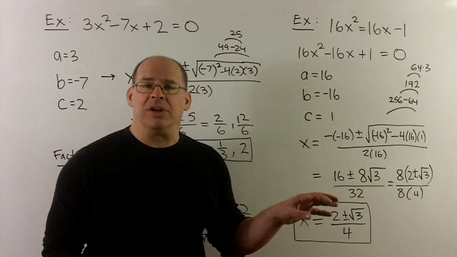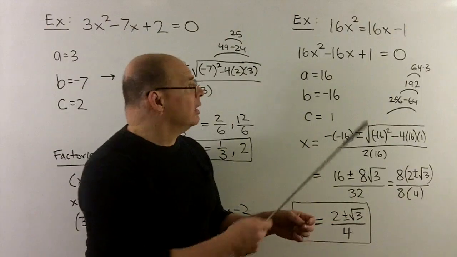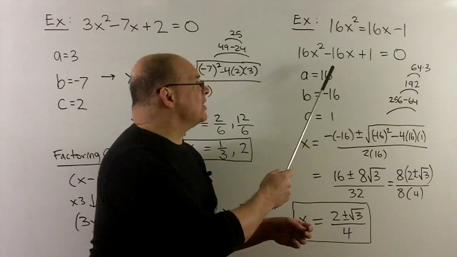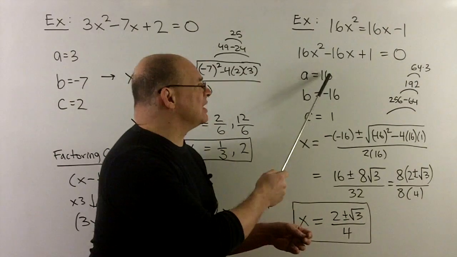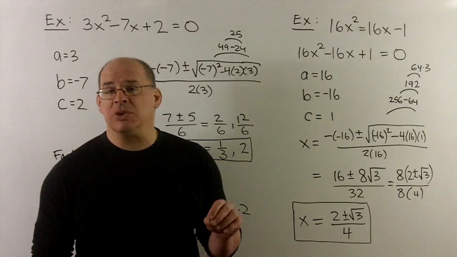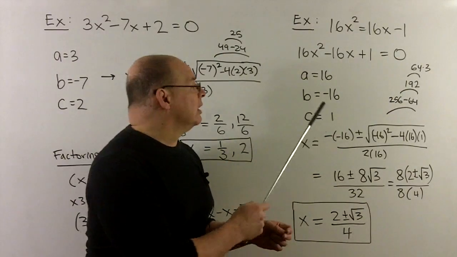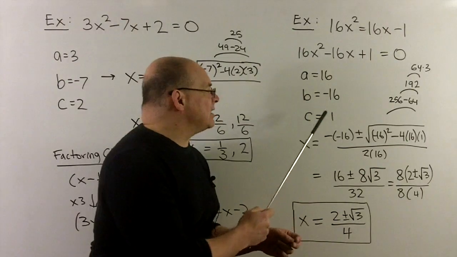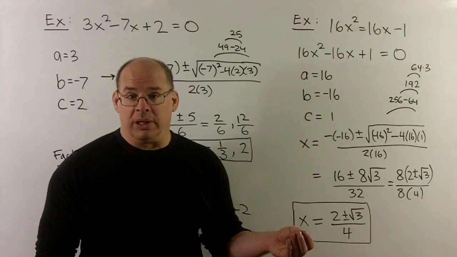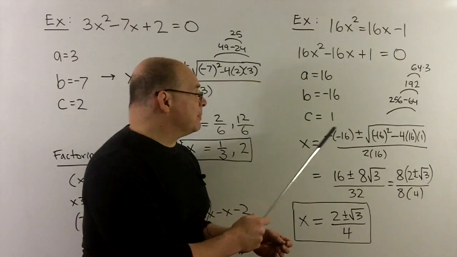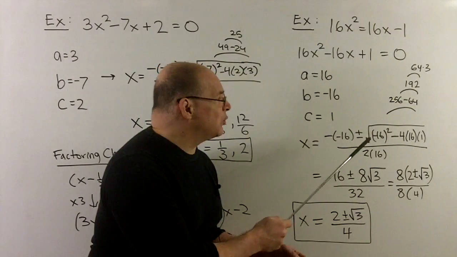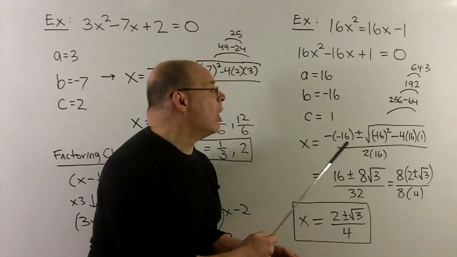I need to have an equal 0 on the other side, so I'll move the 16x and the minus 1 to the left. And so they're going to change signs, so we get 16x squared minus 16x plus 1 equals 0. Now we can just peel off the a, b, and c. So we have a equals 16, b equals minus 16, c equals 1. We drop into the quadratic formula.